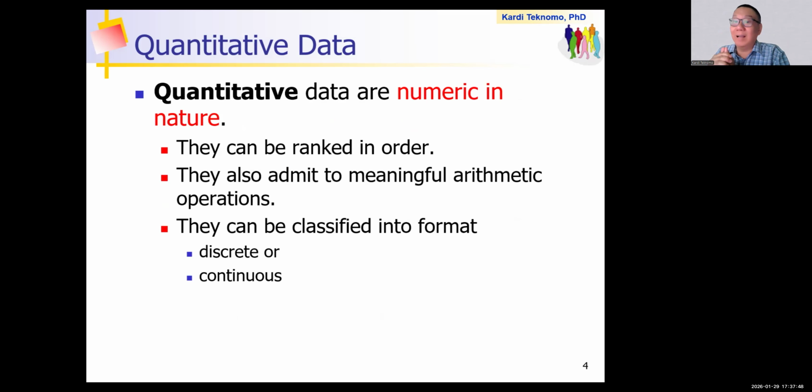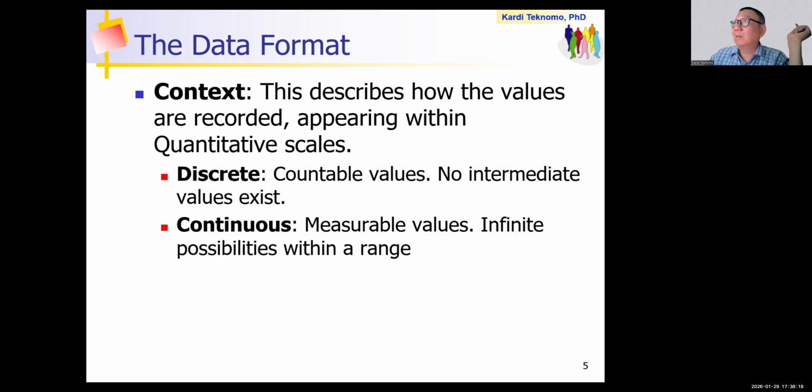While quantitative data are numeric in nature. So yes, they can be put in order, they admit arithmetic operations, and this quantitative data can be classified into two formats: discrete format or continuous format. Qualitative is always discrete. For the data format, discrete means countable, and there is no intermediate value.